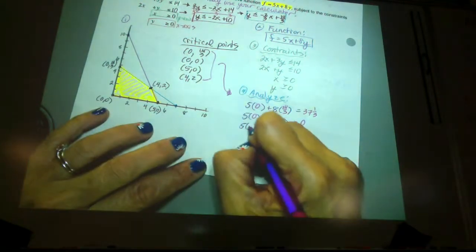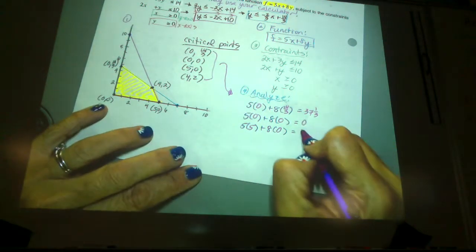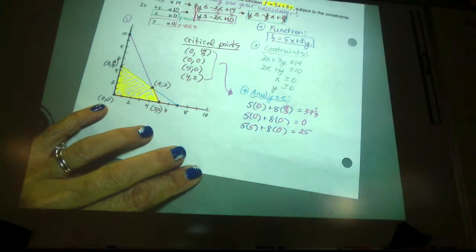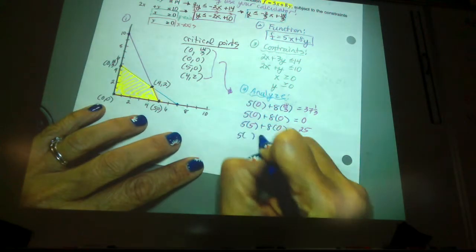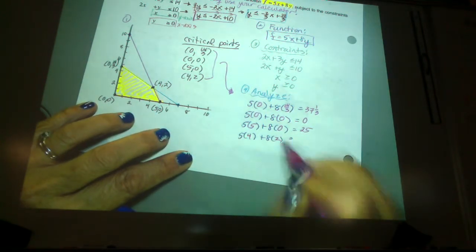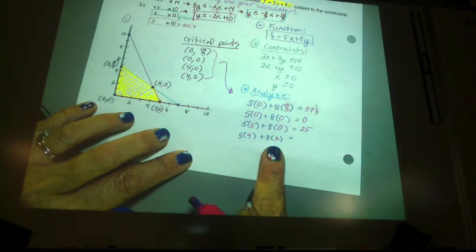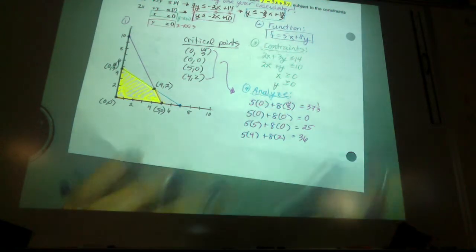And then we have 5, 0. What does that give you? 5 times 5 is 25, because 8 times 0 is 0. And then our last one, we're plugging in 4 and 2. So this gives me 20, and that's 16. What's 20 plus 16? 36.